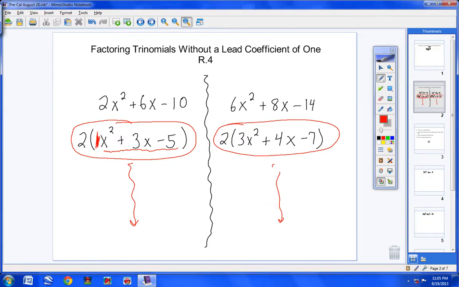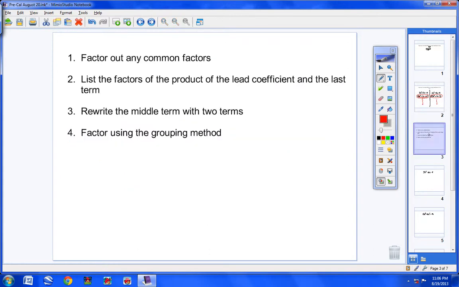Now the first thing we're going to do is write down some steps. Again, you'll probably have to pause the video because I'm not going to stay on this page for long. I'm just going to read them and go on. When it comes to factoring trinomials that do not have a lead coefficient of 1, use these steps. Now they're going to sound like Greek, but trust me, these will work.